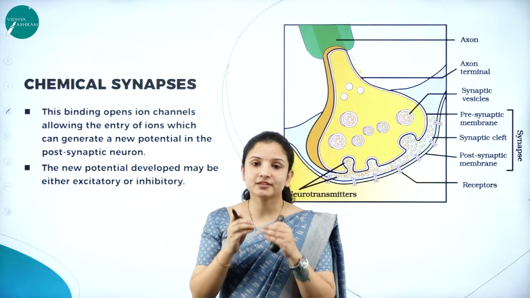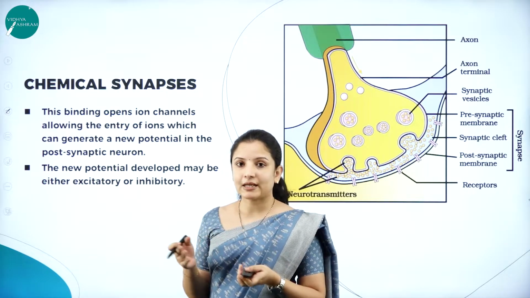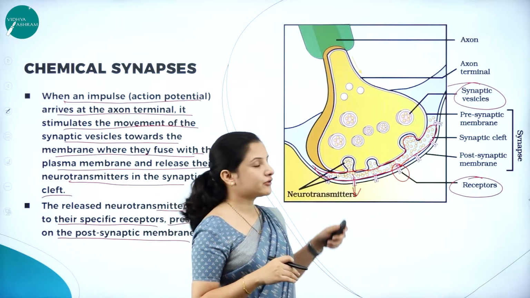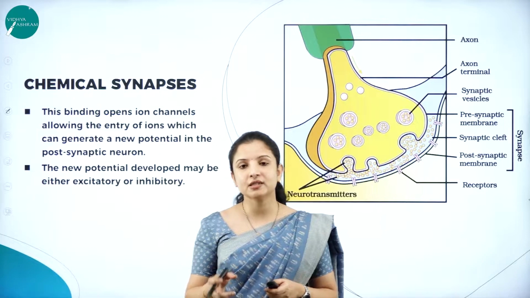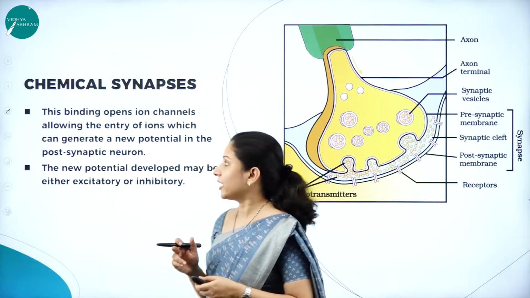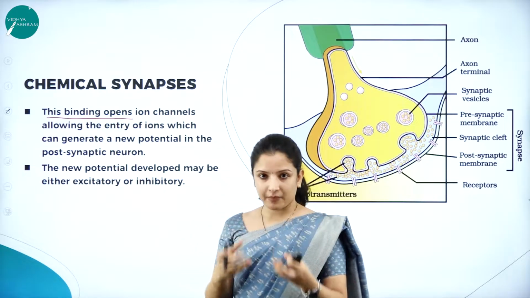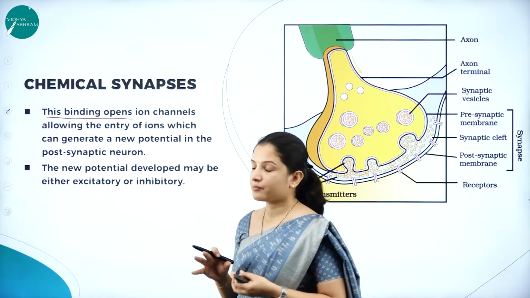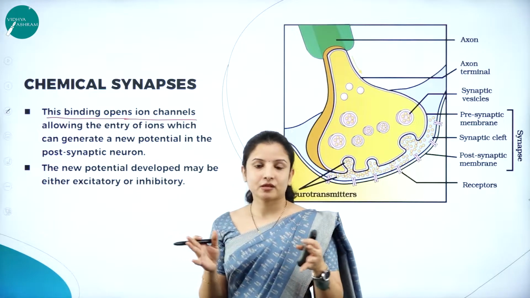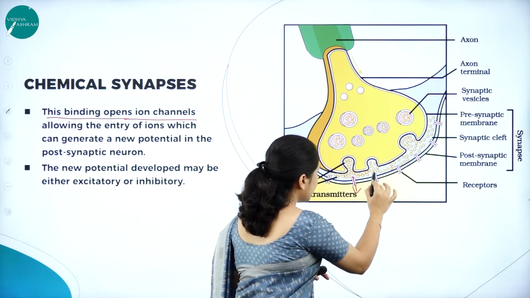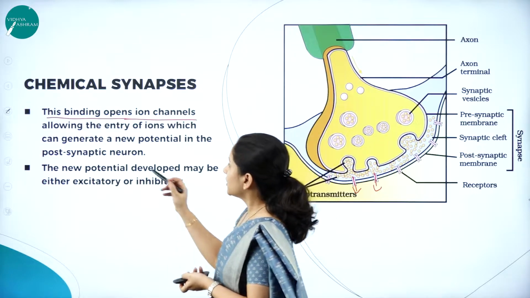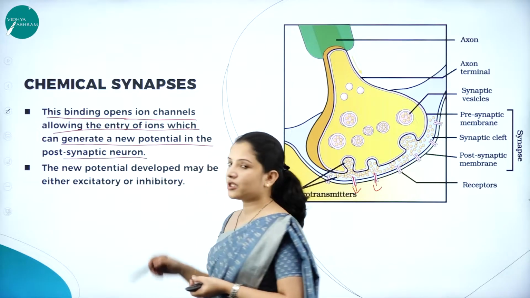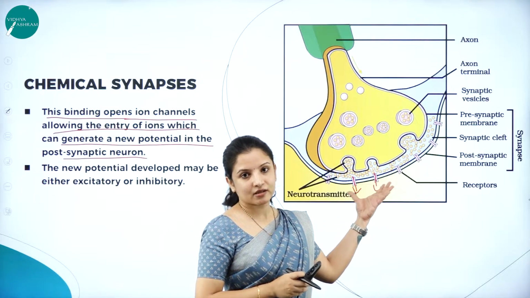Next, what happens when it goes and binds? What did I tell you? That the synaptic vesicles, if you can see here, the released neurotransmitters bind to the specific receptors. Where are the specific receptors present? They are present in the postsynaptic neuron membrane. Now, once the neurotransmitters bind to the receptors on the postsynaptic membrane, it will open the ion channels. When the ion channels get opened, it will allow the entry of ions, and these ions will generate a new potential in the postsynaptic neuron. Now a new potential, an action potential, is created in the postsynaptic neuron.